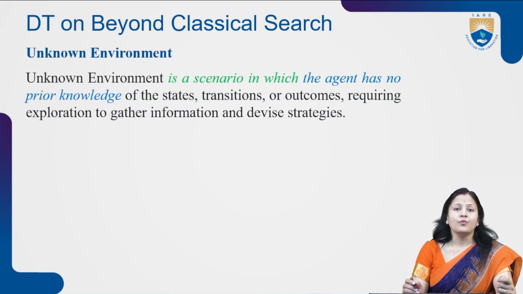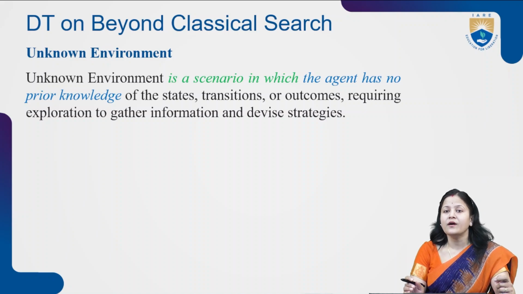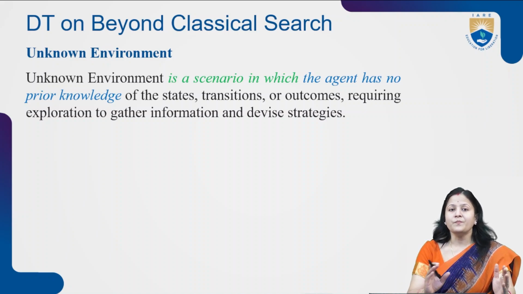Then what is an unknown environment? An unknown environment is a scenario in which the agent has no prior information of the states, transitions, or the outcomes. It requires exploration to gather information and devise strategies. I mean, the complete information is not known to the agent.